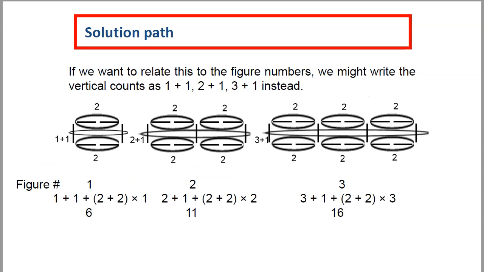If you want to relate this to the figure numbers, you might write the vertical counts instead of 2, 3, and 4 as 1 plus 1, 2 plus 1, and 3 plus 1 to emphasize that it's 1 more than the figure number. And that is just marked here.